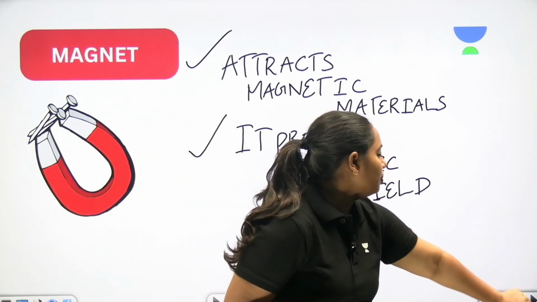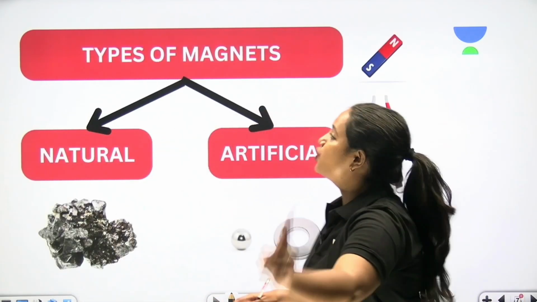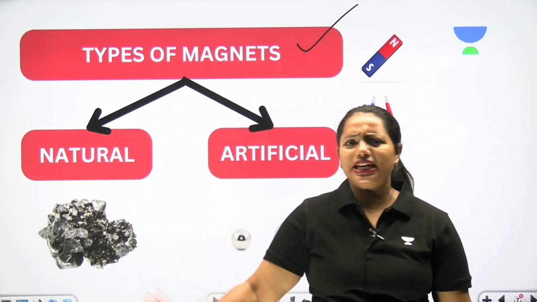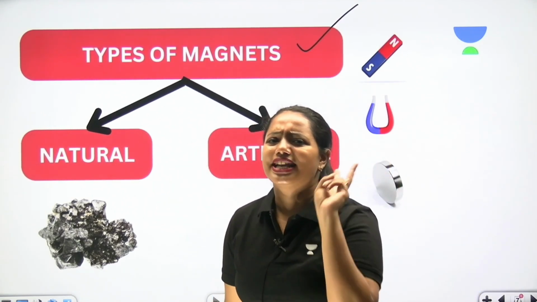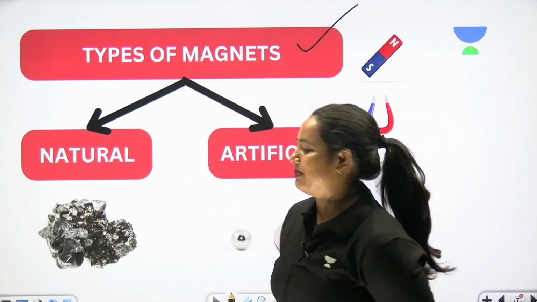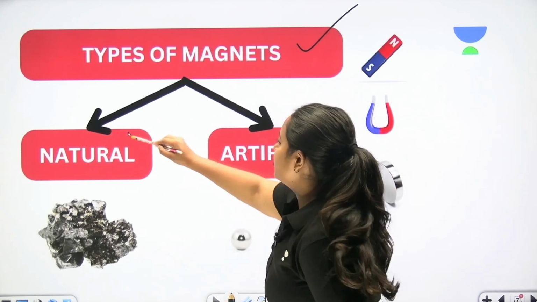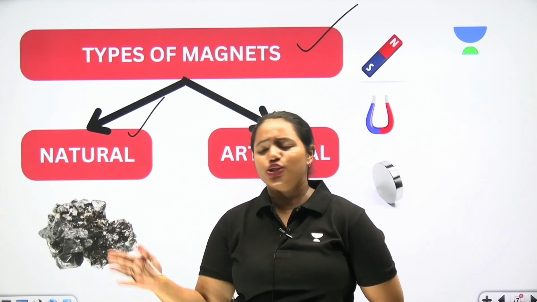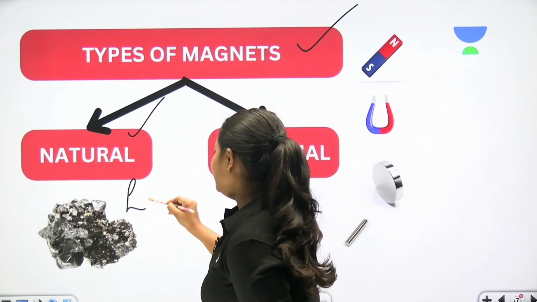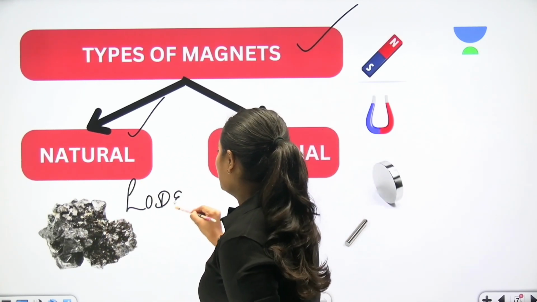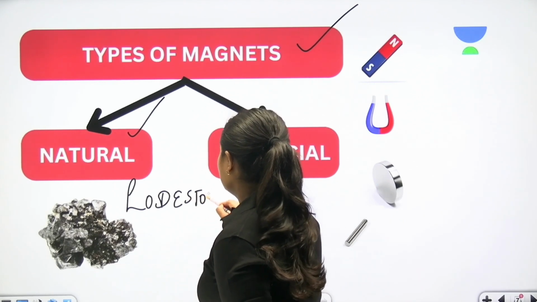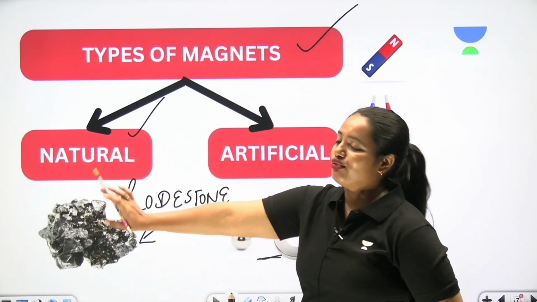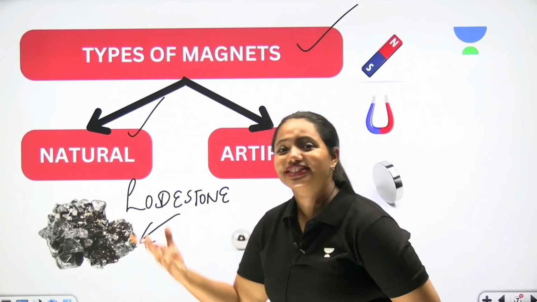Now we are moving towards the next one. It's all about types of magnets. Magnets are basically classified into two: natural magnets and artificial magnets. Natural ones are found naturally on Earth. Lodestone is a great example. You can write it down: lodestone. So lodestone is an example of a naturally found magnet on Earth.